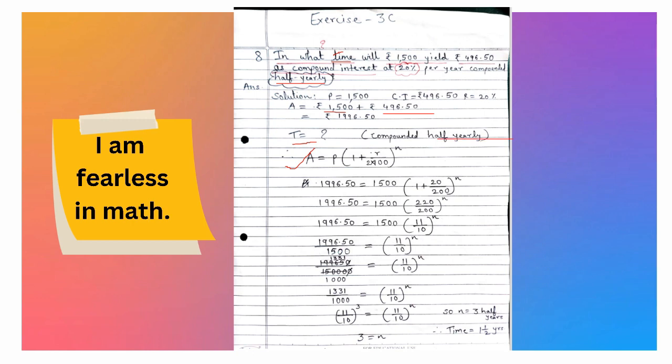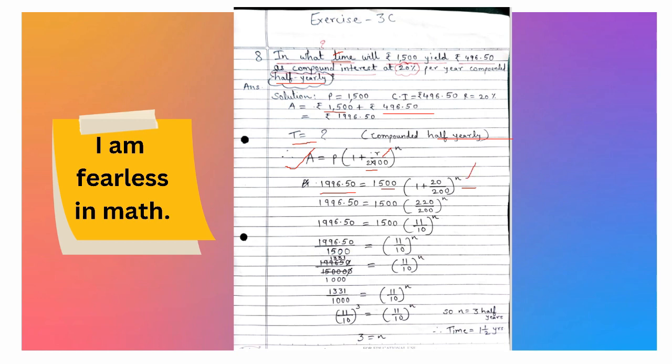So in the formula we are going to use, we should not forget to divide this rate by 2. So A is equal to P, 1 plus r upon 2 multiplied by 100, whole raised to n. Now what I'll do: I'll write the amount in the amount place and the principal in the principal place. 1 plus rate of interest will be 20 upon 200, that is 2 into 100, and n will remain as it is, because we are going to find this.